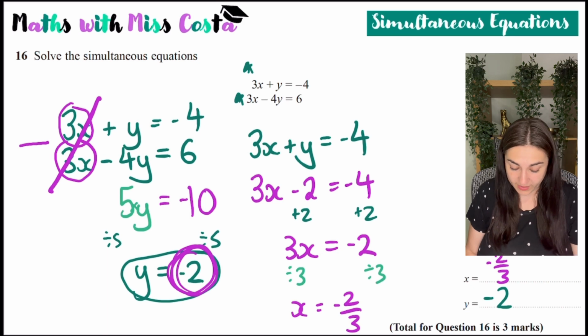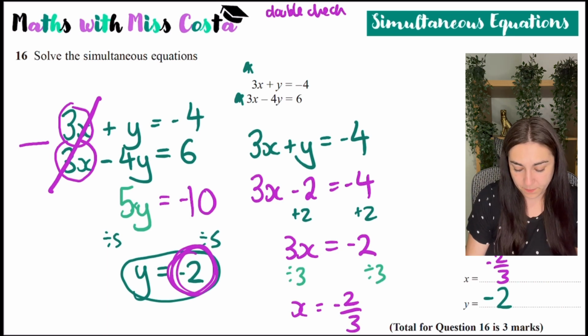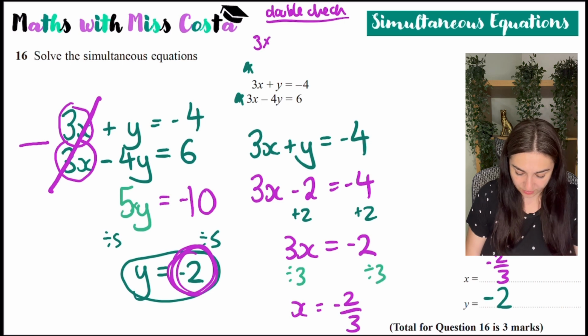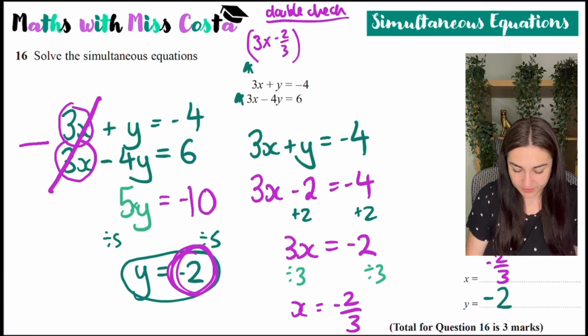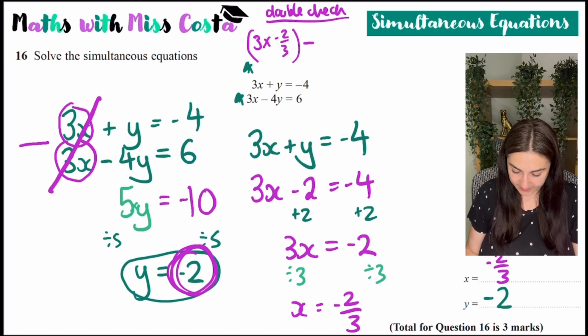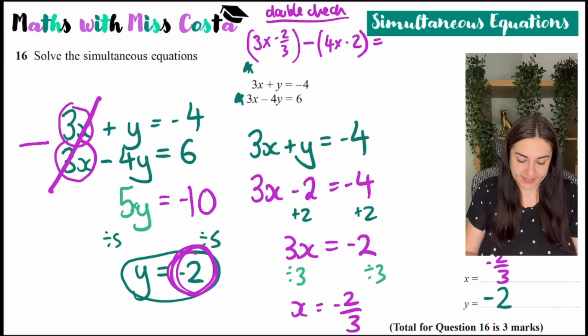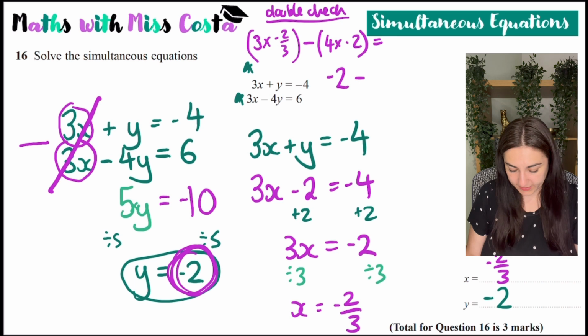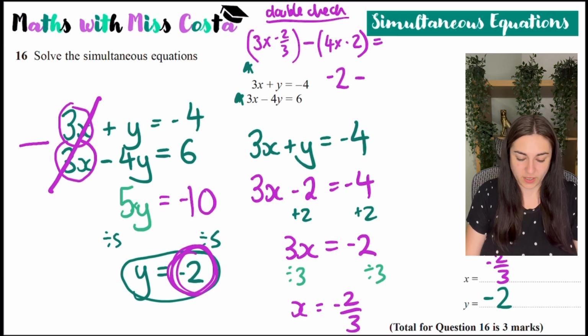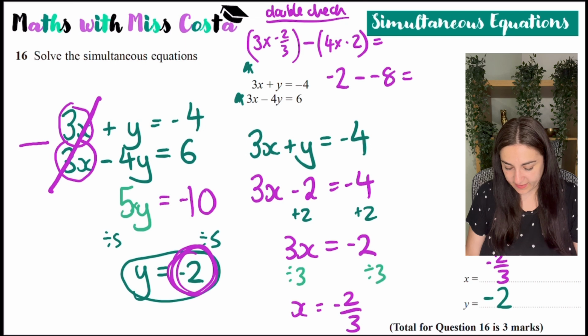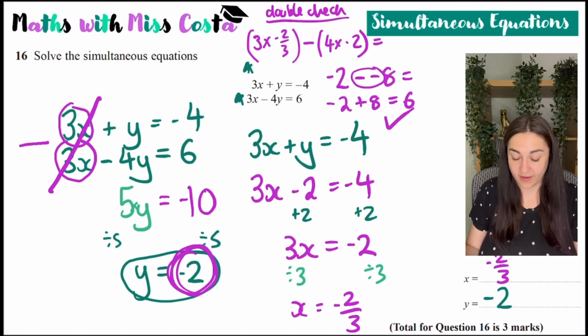And to double check if that works, we can just double check by the next equation. So 3 times minus 2/3 minus, and y is minus 2. So minus 4 times minus 2 should give me 6. Let's double check. We've got our calculator. So 3 times minus 2/3 equals minus 2. And then 4 times minus 2 is minus 8. Remember, when two negatives are next to each other, it's the same as adding. So minus 2 plus 8 equals 6. So using the double check, I know that I'm correct.